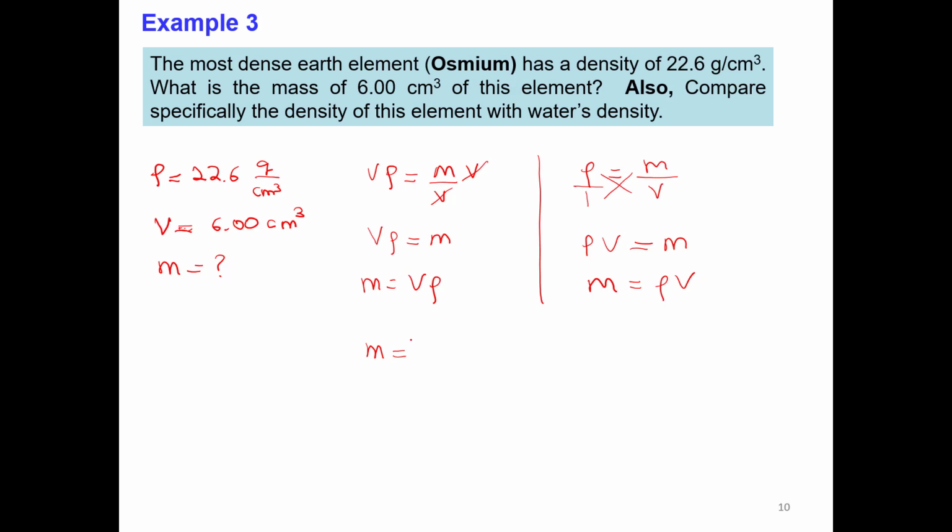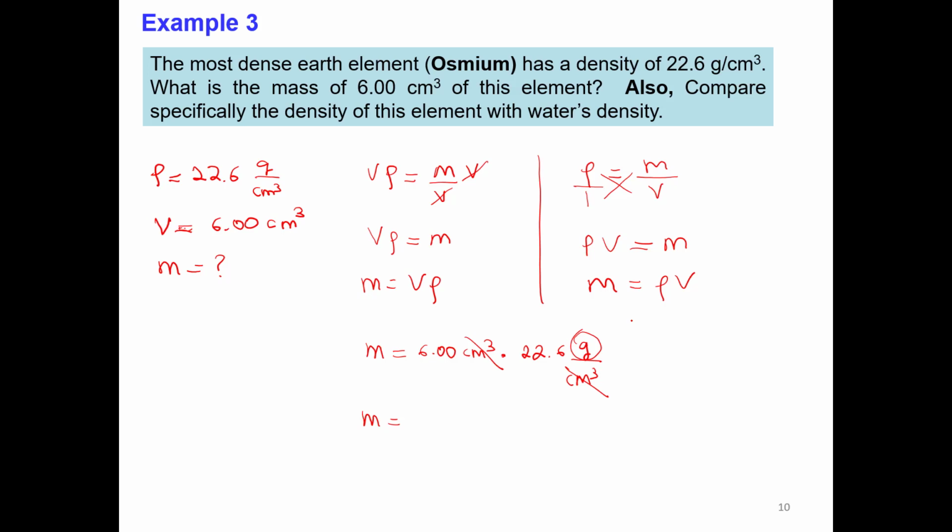Then the volume is 6.00 times density 22.6. Because we need to find the mass, we expected the answer in grams, because this is the unit for mass. And you can see this cubic centimeters cancels out with this cubic centimeters, and then the answer is in grams, which is the unit we expected.